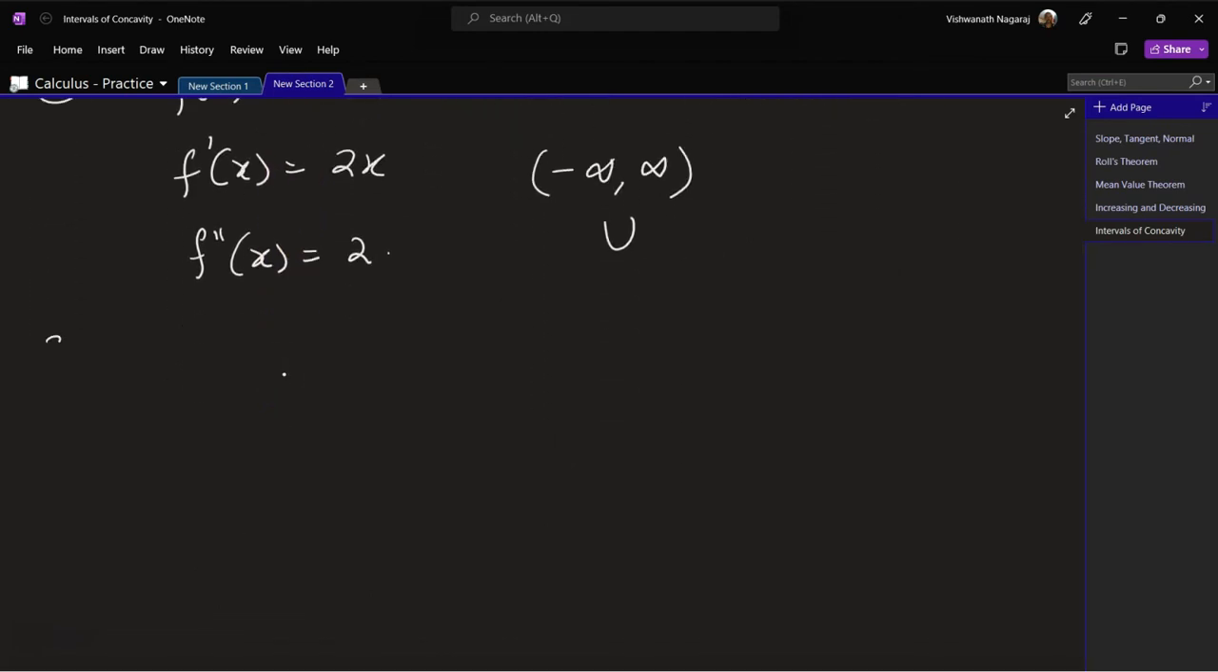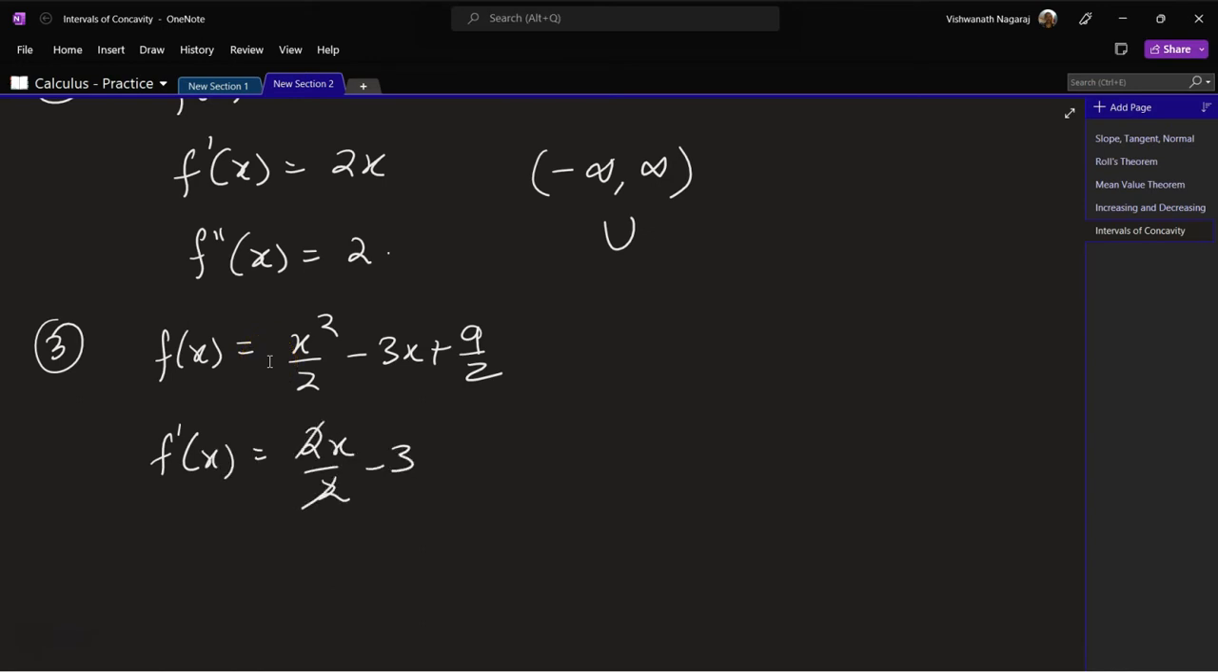Okay. Third one, f of x is equal to x square by 2 minus 3x plus 9 by 2. f prime of x is equal to 2x by 2 minus 3. 2 cancel, so we have x minus 3. F double prime of x equal to 1. And again, whatever be the value of x, it will always be 1. So that means the interval is minus infinity to infinity. And it is always concave up.